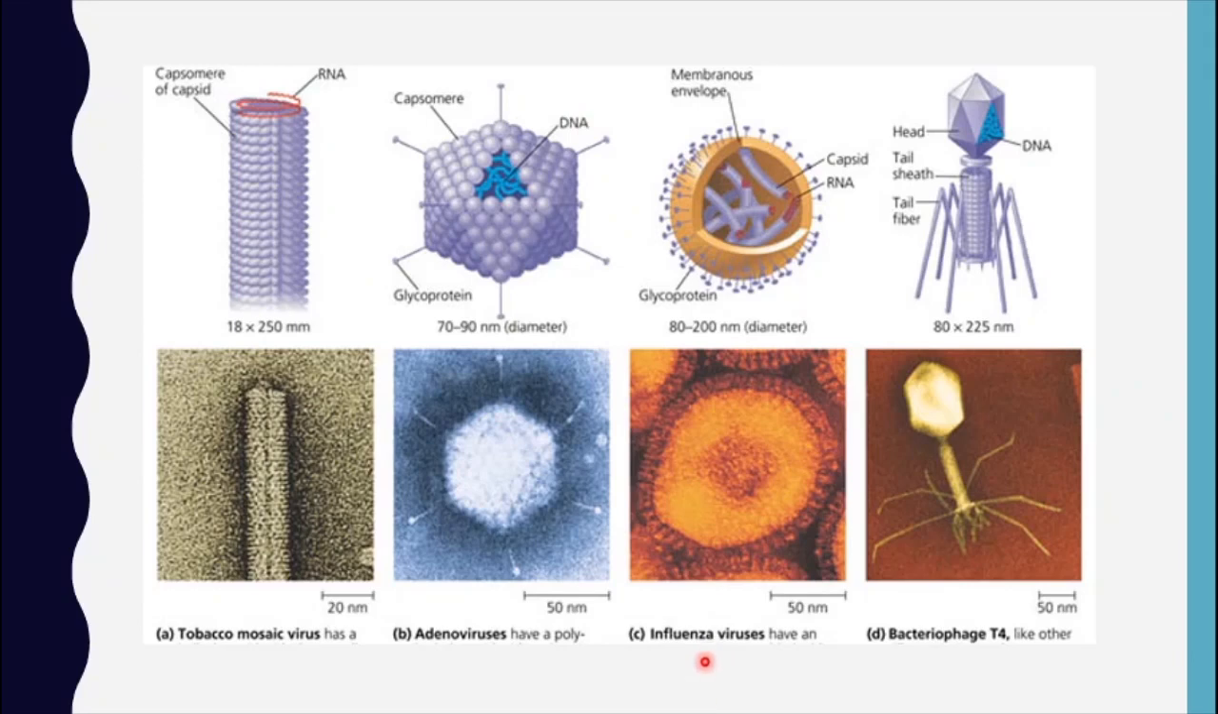Then influenza viruses come in a circular shape that has an envelope, with the capsid and RNA inside, and glycoprotein spikes all around the virus. While the bacteriophage T4 has a complex capsid that contains the head and the tail. The head carries the genetic material, and the tail is used for its movement.